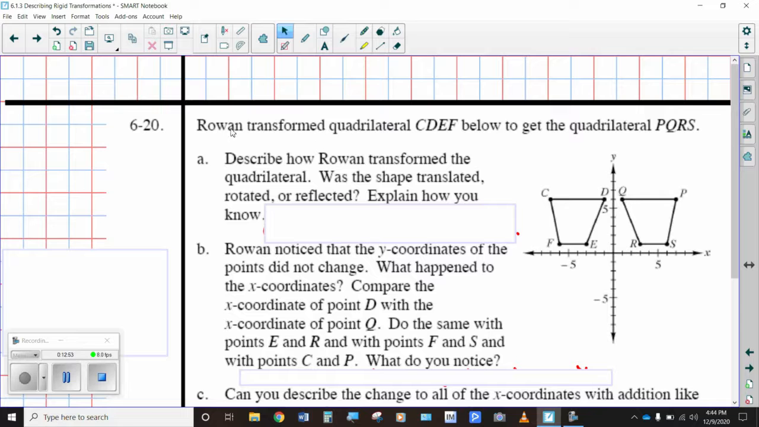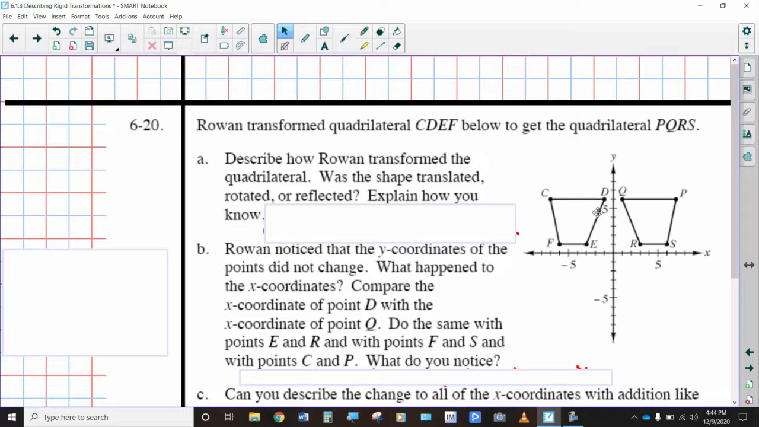All right, now let's take a look at what Rowan is working with. Rowan transformed quadrilateral CDEF below to get the quadrilateral PQRS. Describe how Rowan transformed his quadrilateral. Was this a translation? Did it slide to the right? Was it a rotation, so it turned either clockwise or counterclockwise? Or is this a reflection where you get a mirror image and the new image is crossed over a line of reflection? What does this appear to be to you?